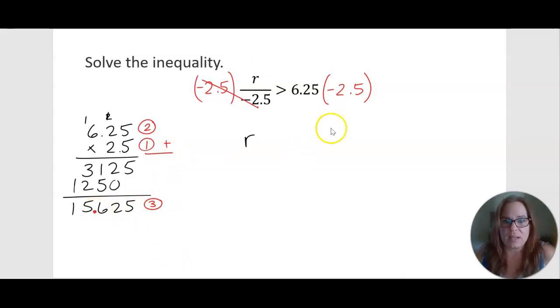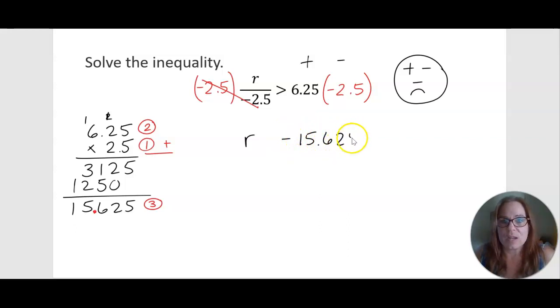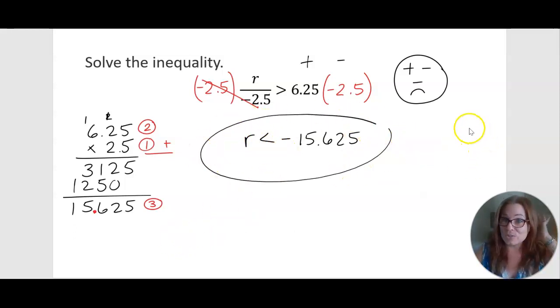So on this side, oh, and I have a positive times a negative. Positive times a negative equals a negative. So I get negative 15.625. Now the last thing we want to do is look at our inequality and see, should we flip it? If we multiply or divide on both sides by a negative, then we have to flip it. And we did, right? We multiplied on both sides by a negative. So this flips. And that is our solution.